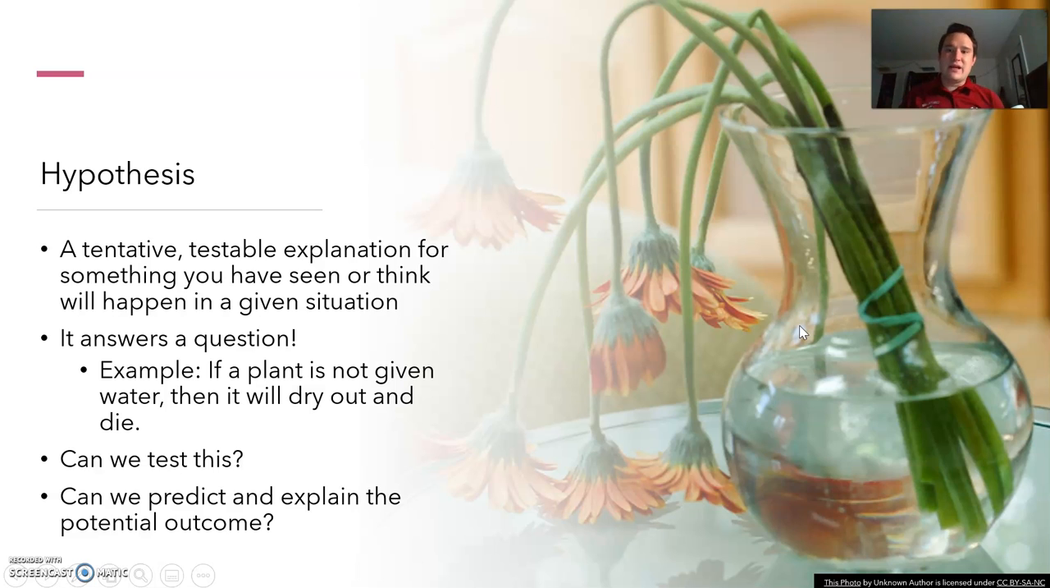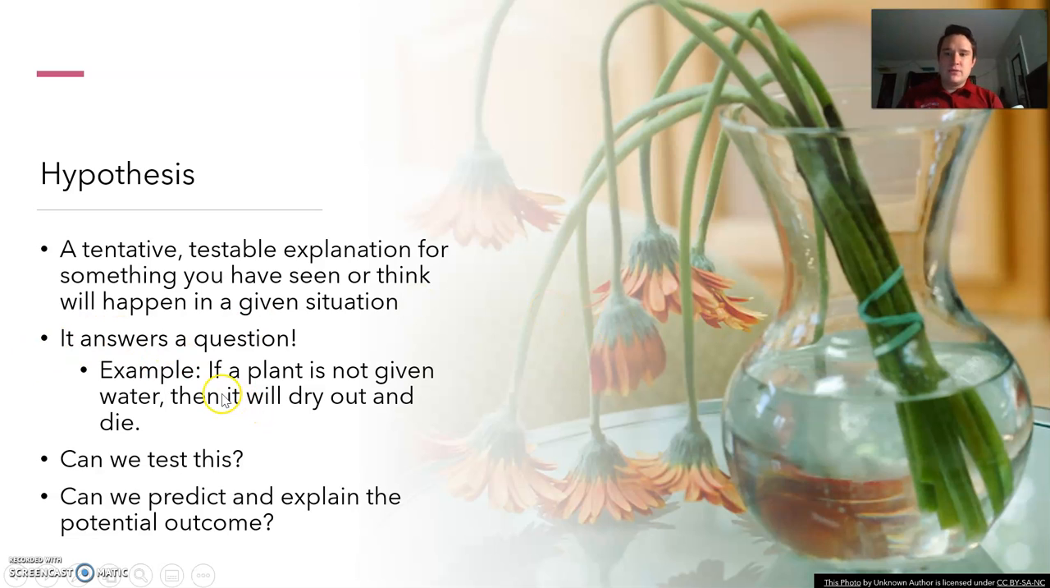Now, like I said, here's a hypothesis. It is tentative, meaning it's not set in stone. This is not a theory and this is not a law. This is an educated guess. I about knocked my fan over. I apologize to y'all. It is a testable explanation for something that you have seen or think will happen in a given situation. It's a testable explanation. You can perform a test on it.